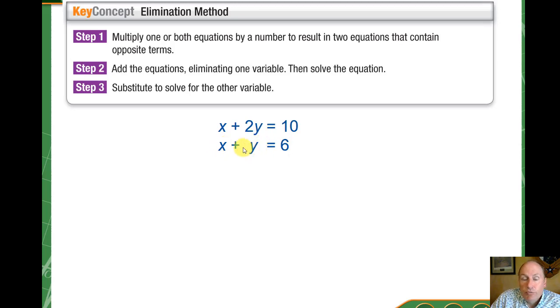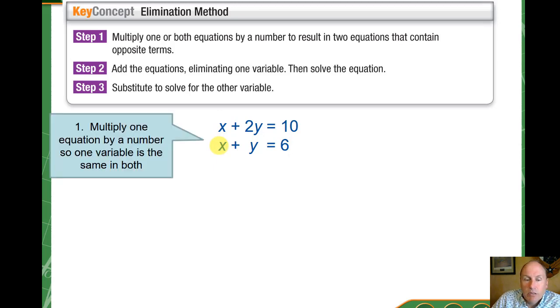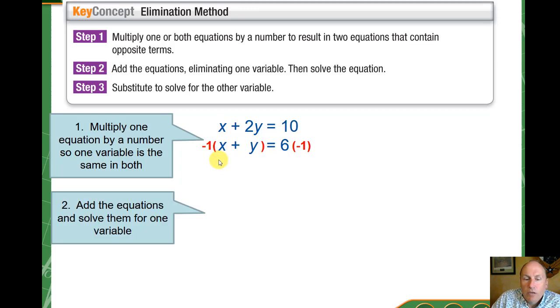So you could multiply the bottom equation by -2 and the y's would cancel out, but even simpler in this particular case is to multiply the bottom equation by -1, which will result in an x and a -x, which when we add them, they're going to cancel each other out. Okay, so now we're going to go ahead and add those equations together.